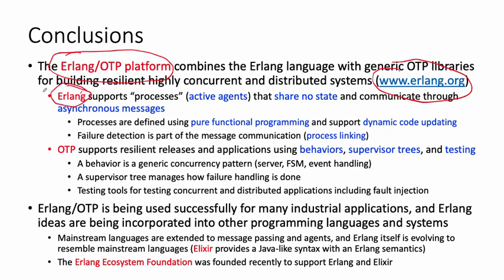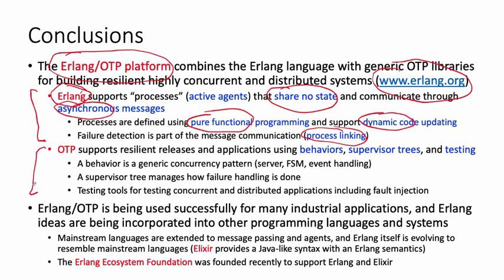So the Erlang language gives you the basic principles. Active agents that share no state and that send asynchronous messages, and the processes are pure functions. They support dynamic code update and failure detection through linking. And then on top of that, we have behaviors, supervisor trees, the testing, also the stable storage. I should mention it here. And that gives you a full-fledged package that makes it very easy to build very robust, long-lived applications. And it's used in many industrial applications.